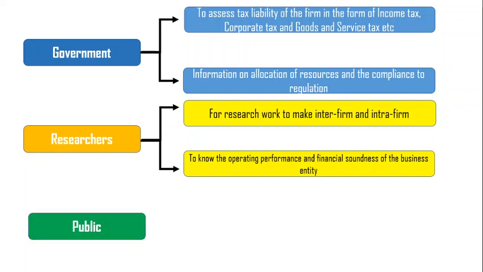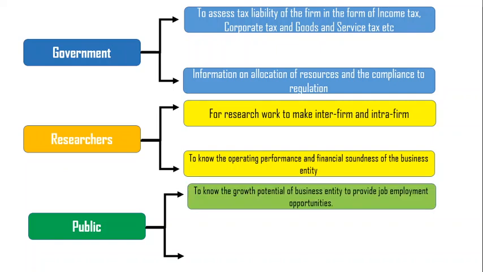Last but not the least, public. Now public also is interested. Why are they interested? For the growth potential of the business enterprises. Only a prosperous entity will provide job employment opportunities to the public. Public also uses the product manufactured by the firm. So financial accounting provides such information to the public.